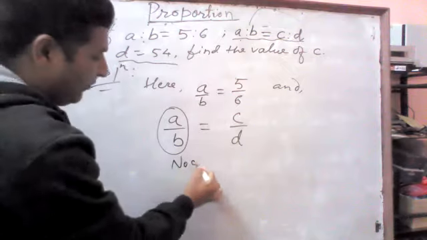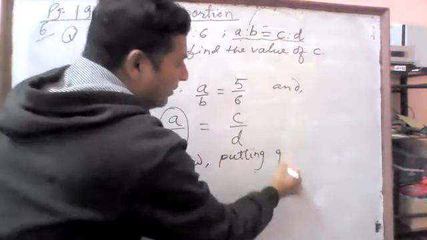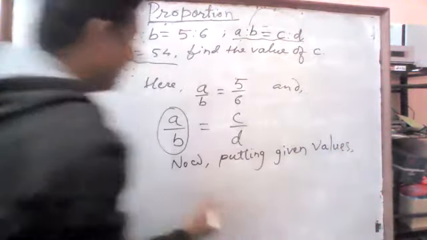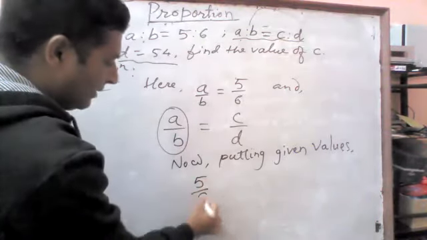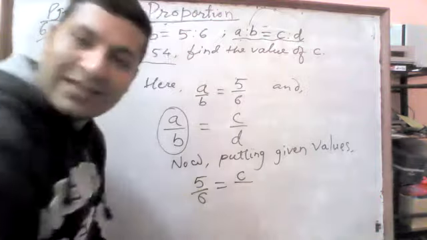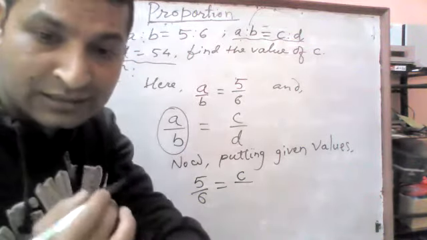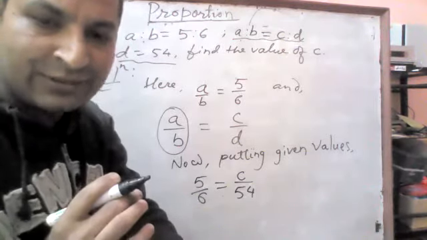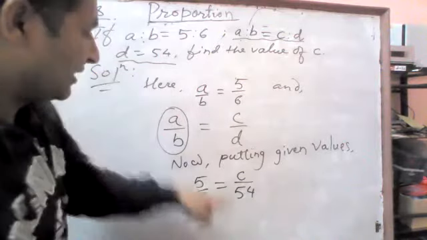Now putting given values. A by B value is here 5 by 6 equal to the value of C, which is unknown, we don't know, so we write it as it is. Value of D is given, how much? Everybody, please speak. What is the value? Okay, very good. Value is 54 given here. Value of D is given 54 here that we put.